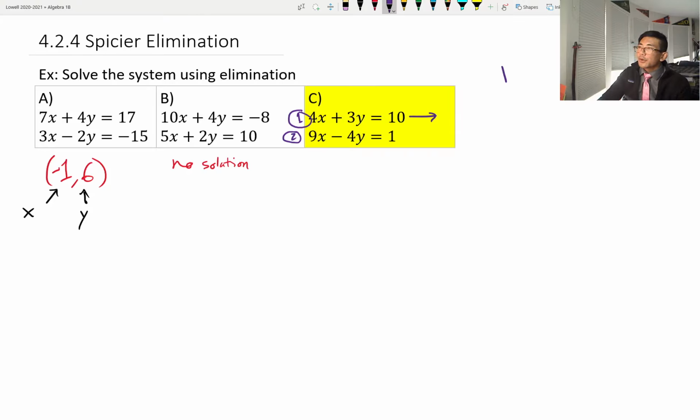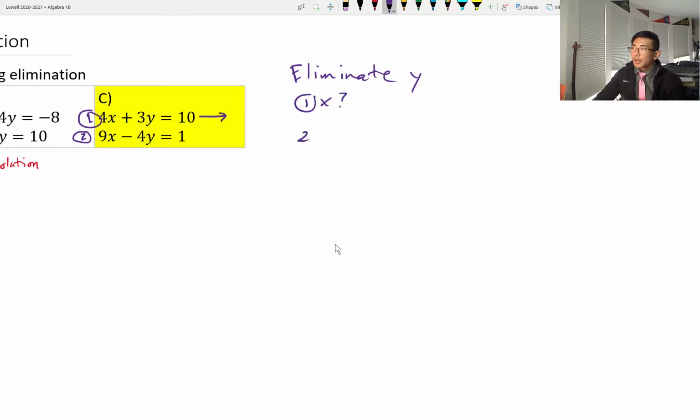If I want to eliminate y, and I'll scooch over here. And there's no reason you couldn't choose x as well, by the way. I'm just choosing y. Let's say we want to eliminate y. Well, let's see. I'm going to have to multiply equation 1 times something, and I'm also going to have to multiply equation 2 times something.